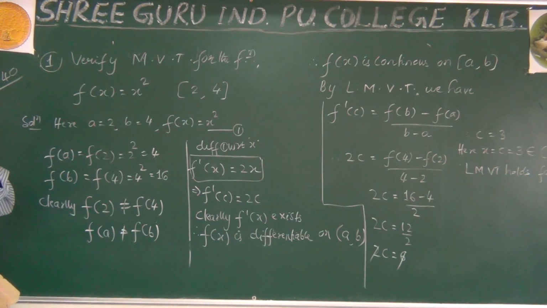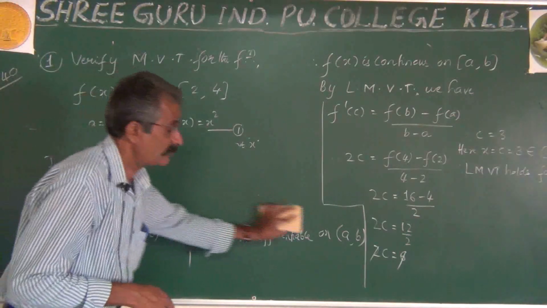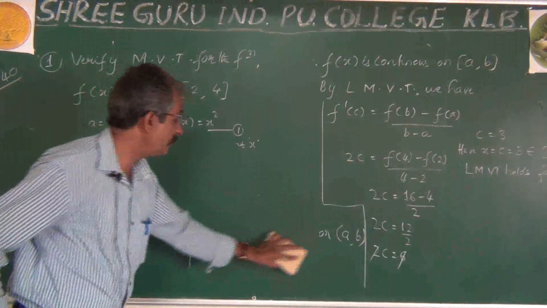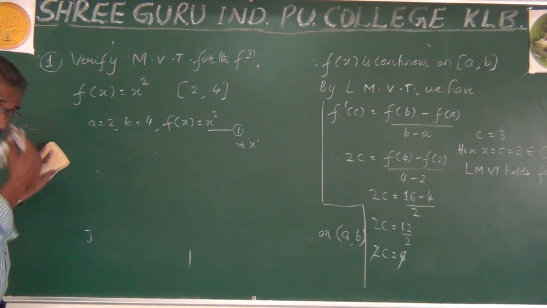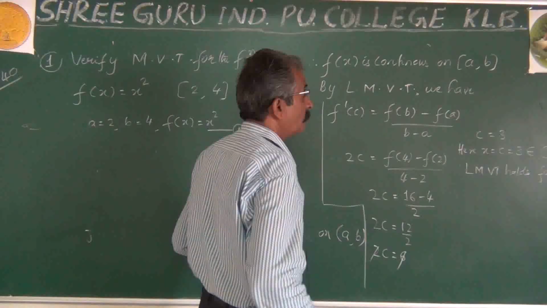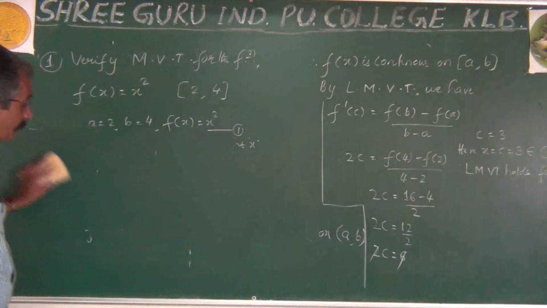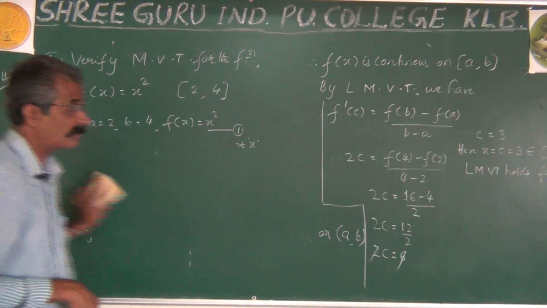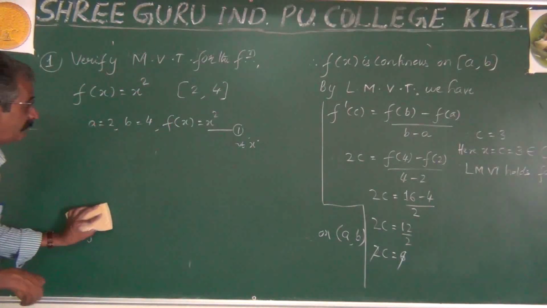Let's have an idea of this problem geometrically. You need not do it in every problem; it is just extra information. Let's analyze the same problem geometrically. Geometrically, what Lagrange's theorem says is that at the point x equal to c, that means now at x equal to 3, there will be a tangent which is parallel to the chord joining the points a and b.